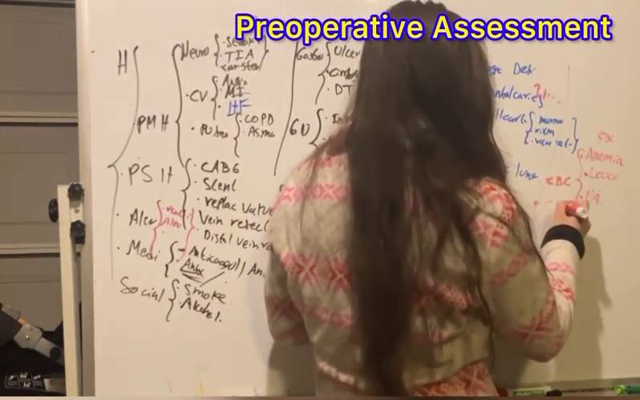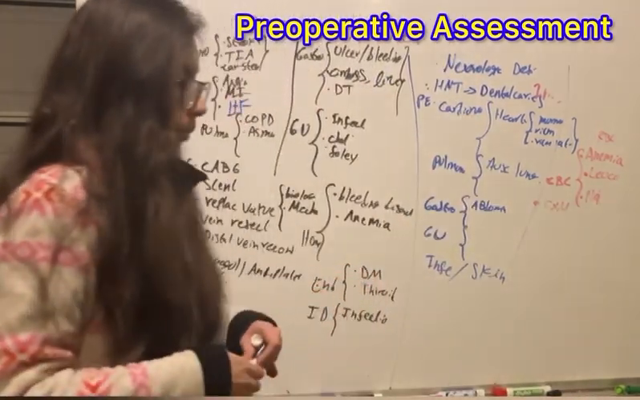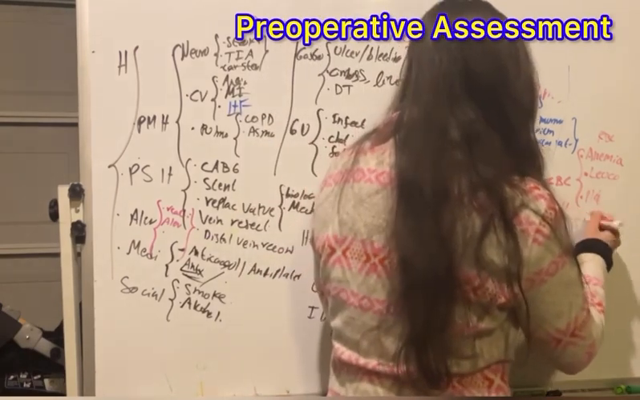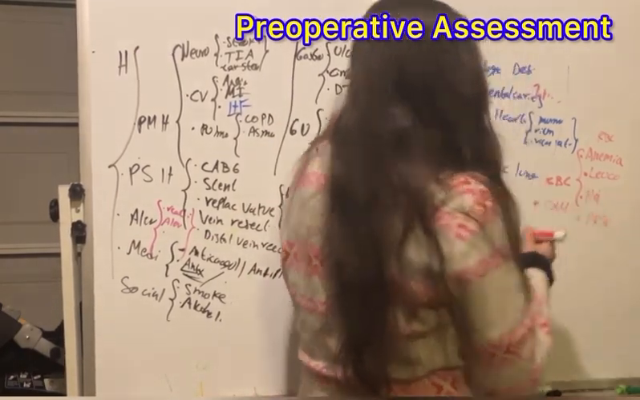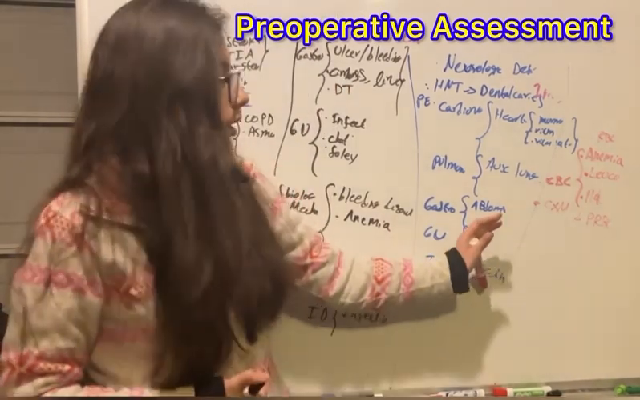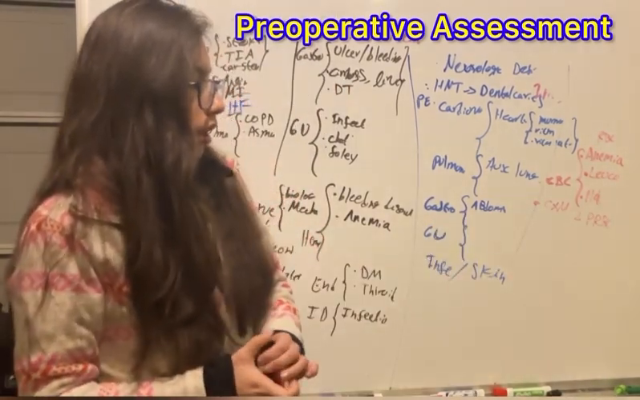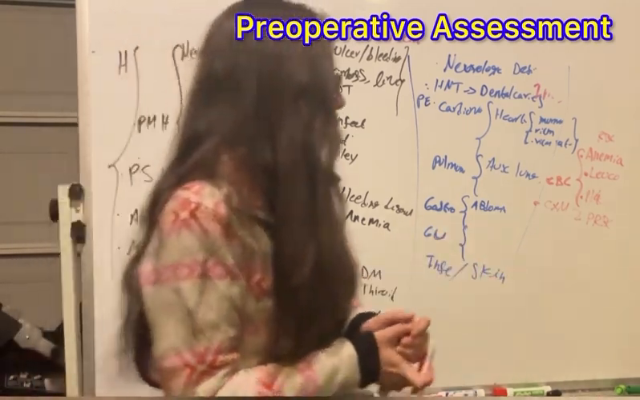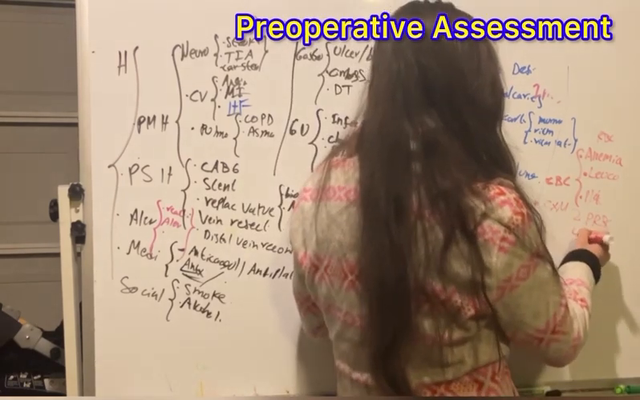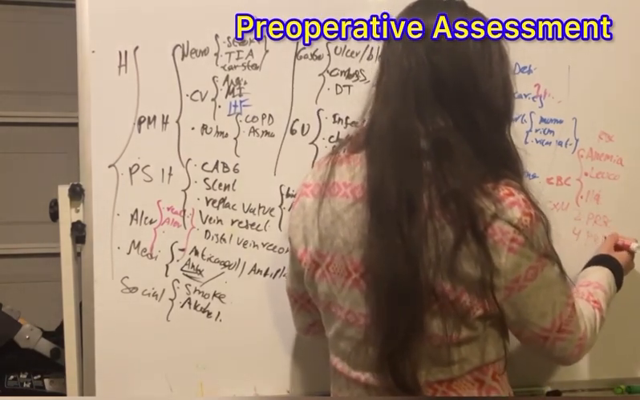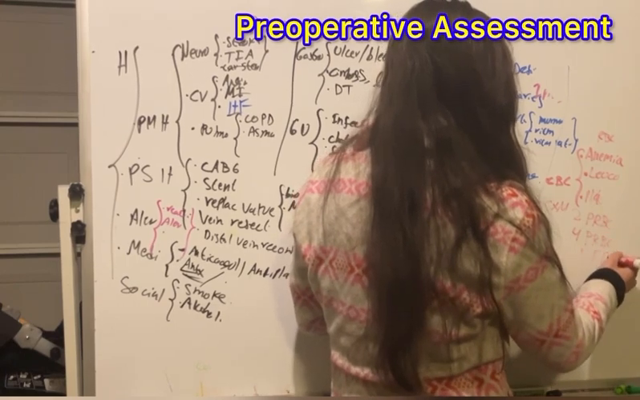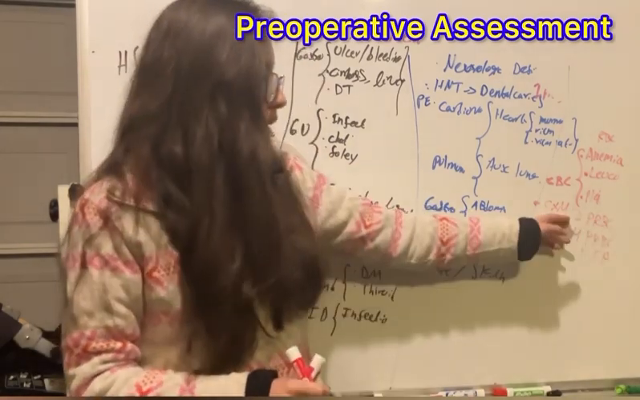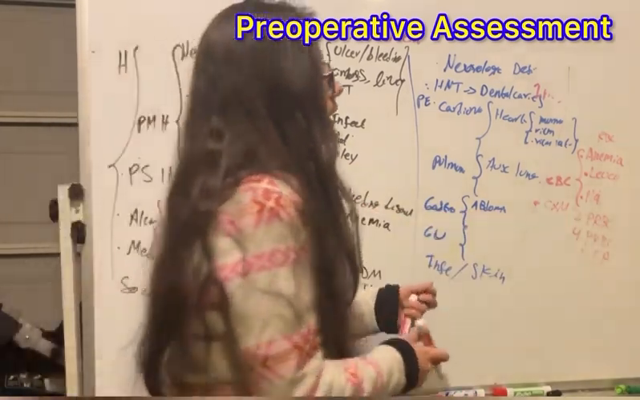We need to cross-match the blood of the patients. All patients need to have 2 packs of red blood cell, just in case the patient bleeds. If it's a patient that is going to have a reoperation, then we will prepare for 4 packs of red blood cell and fresh frozen plasma. But generally we just cross match for 2 packs of red blood cell.